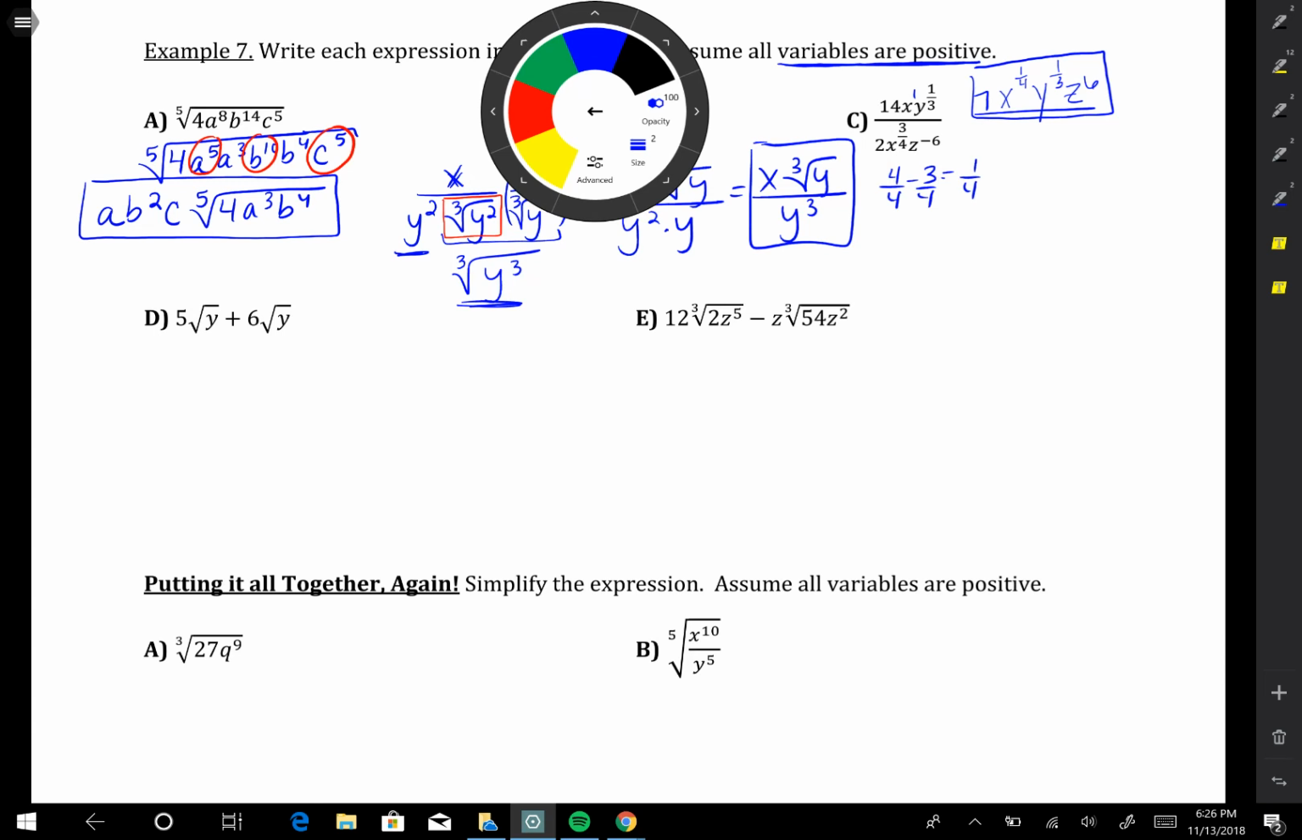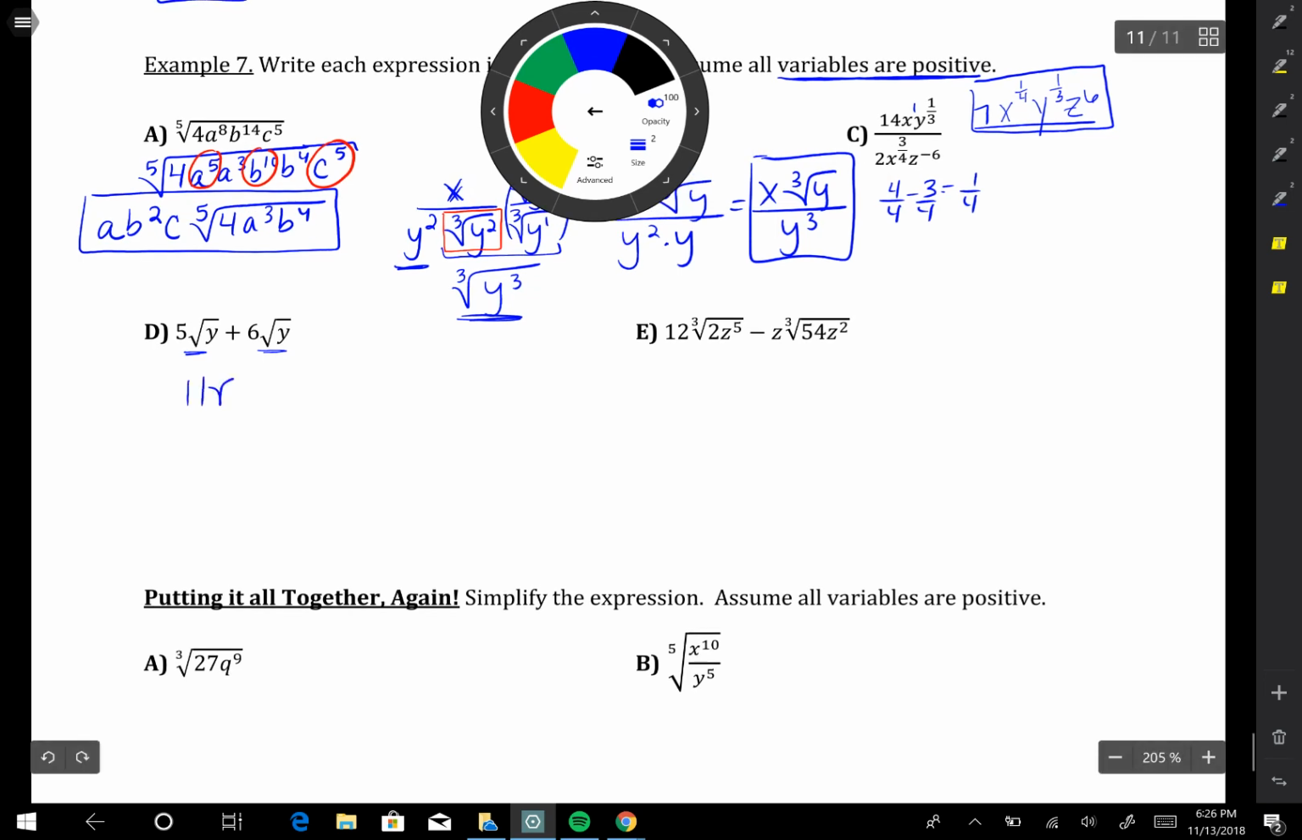Letter D is actually pretty simple. We see we have 5 times the square root of y, and we have 6 times the square root of y. So 5 rad y plus 6 rad y. You just add 5 and 6, and you get 11 rad y.